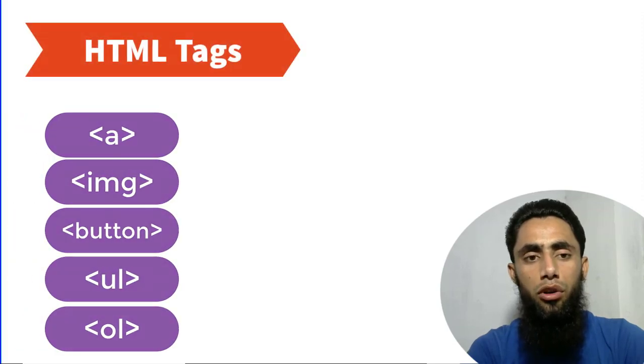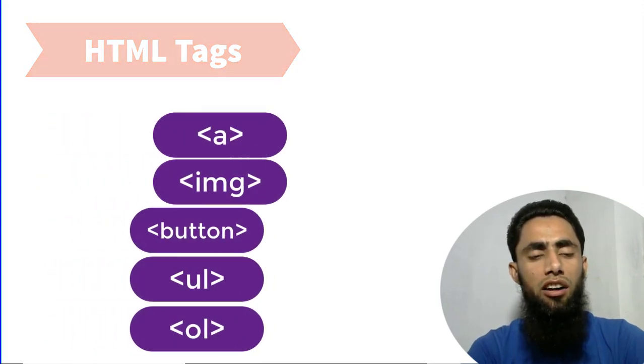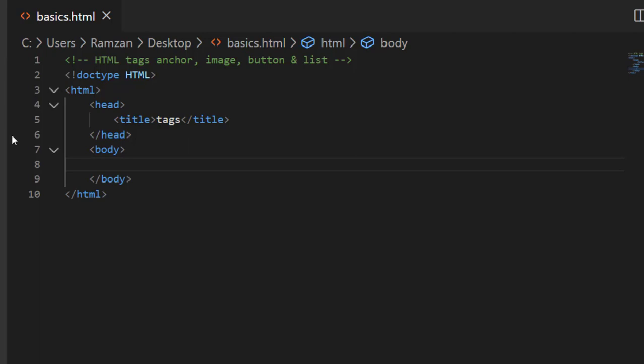Here in this video, we are going to learn about some basic HTML tags, which are anchor tag, image tag, button tag, and list tag. So I have mentioned here the basic structure of HTML, which is doctype HTML. Then I have HTML tag. Inside of HTML tag, we have head tag, title tag, and then we have body tag.